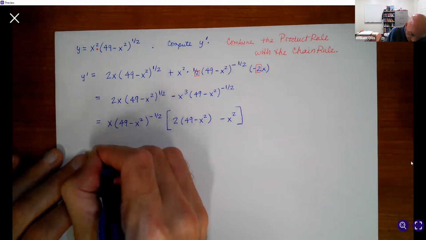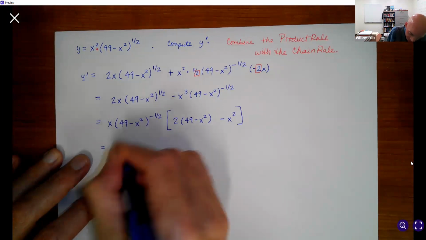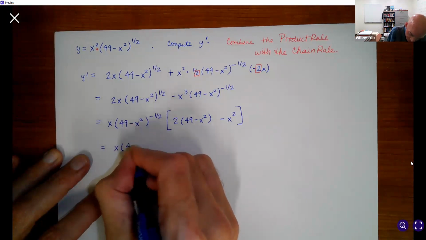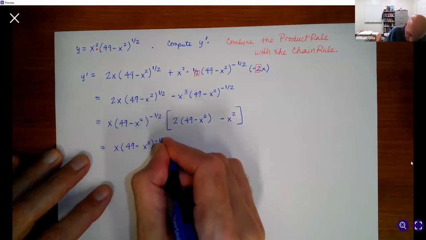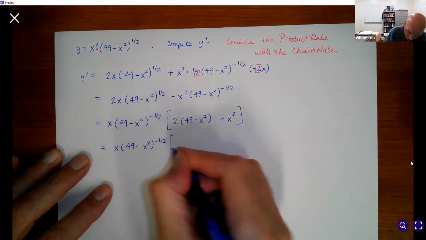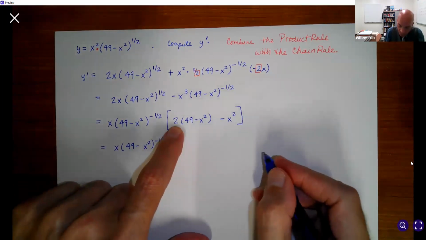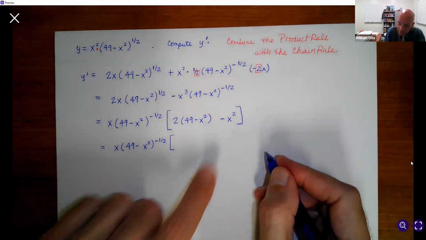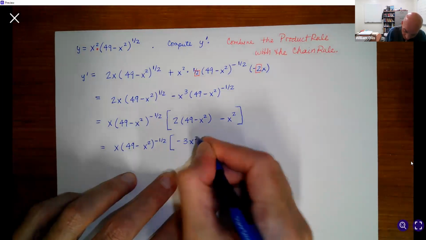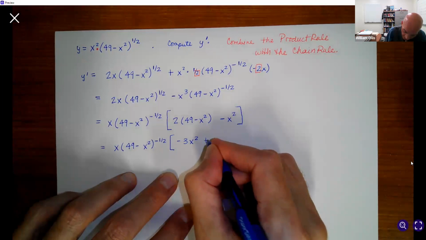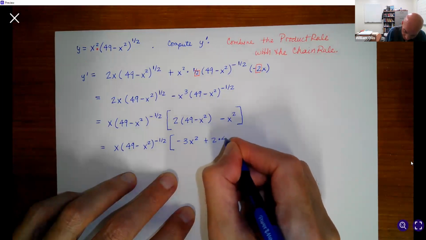So now we have what? X. I'll go ahead and leave this upstairs until we just move it downstairs. For now, we'll just leave it where it is. And then in here, we've got what? We've got a negative 2x squared minus x squared. So that's a minus 3x squared. And then we have plus a 2 times 49.